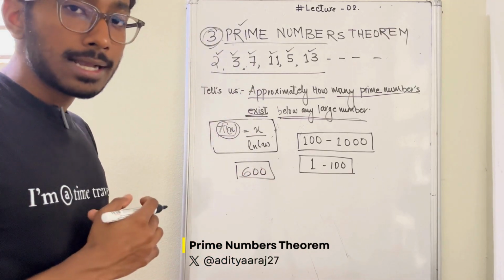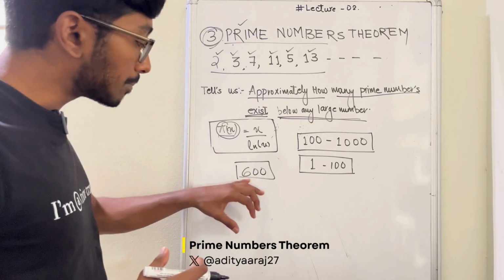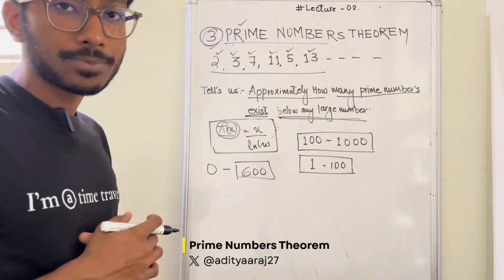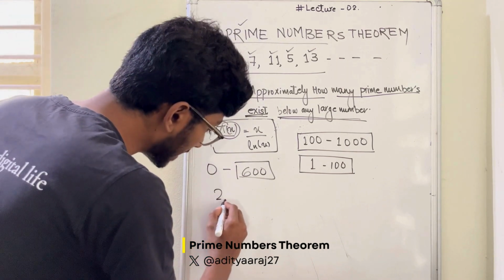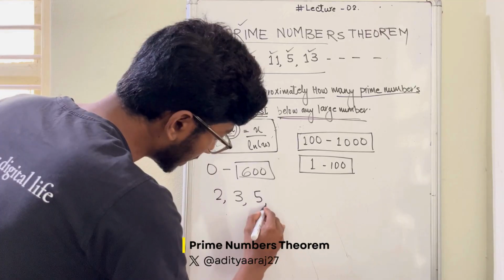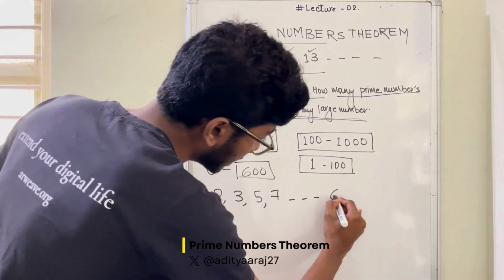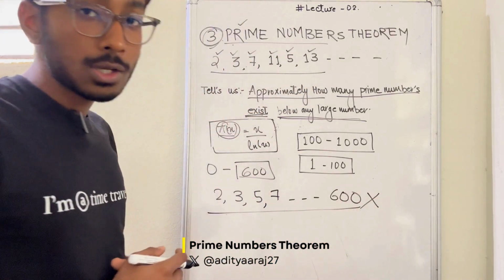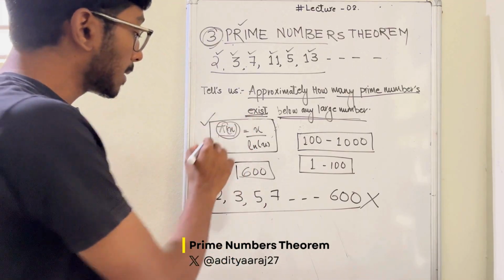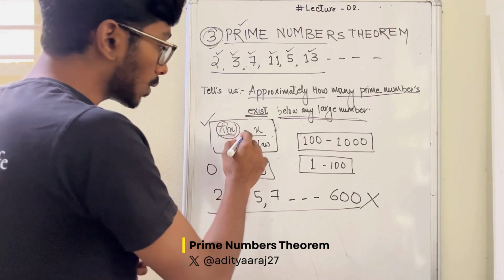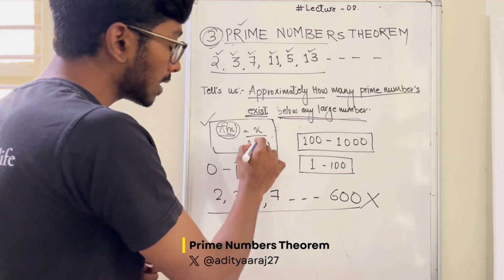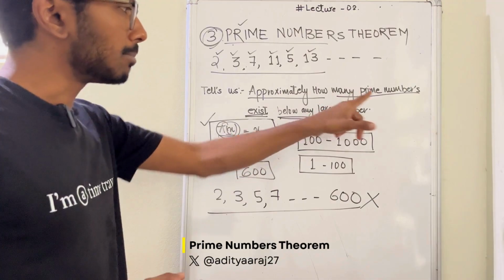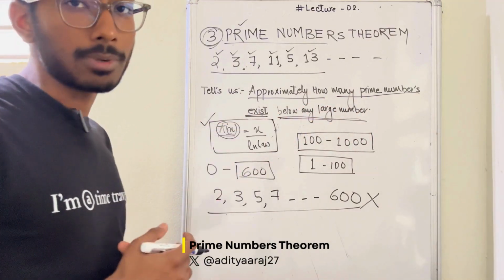This is a large number, and we need to find out how many prime numbers exist in the range of 0 to 600. Now, of course, you can't sit and write 2, 3, 5, 7 and go on till 600. That's a time consuming process and it doesn't work. So we use this formula: pi(x) ≈ x / log(x). It will give you approximately how many prime numbers exist below any large number.